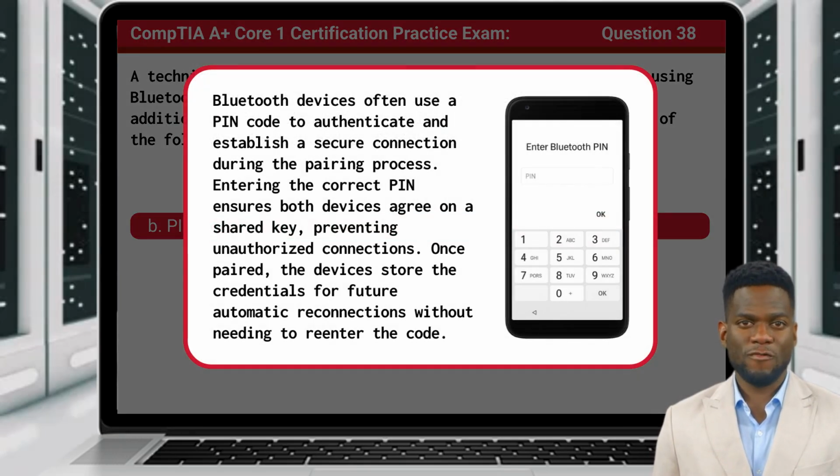Bluetooth devices often use a PIN code to authenticate and establish a secure connection during the pairing process. Entering the correct PIN ensures both devices agree on a shared key, preventing unauthorized connections. Once paired, the devices store the credentials for future automatic reconnections without needing to re-enter the code.